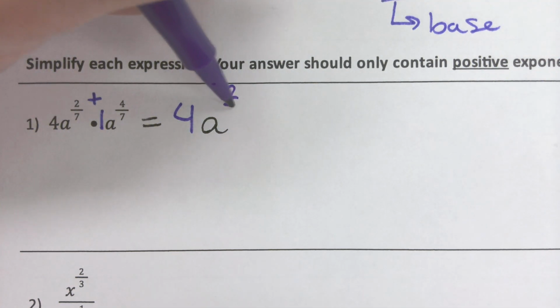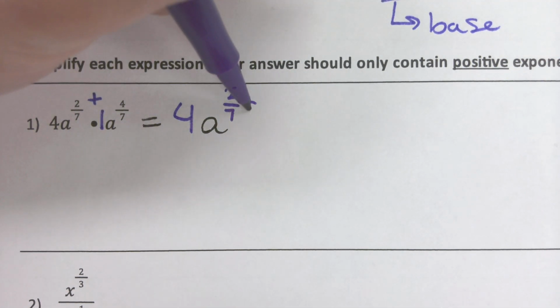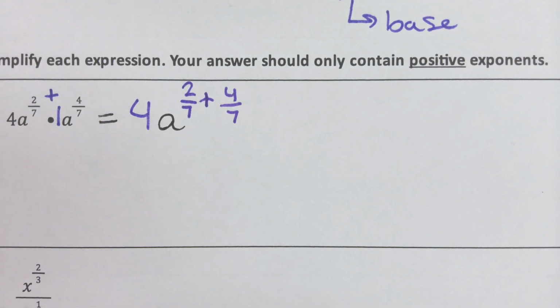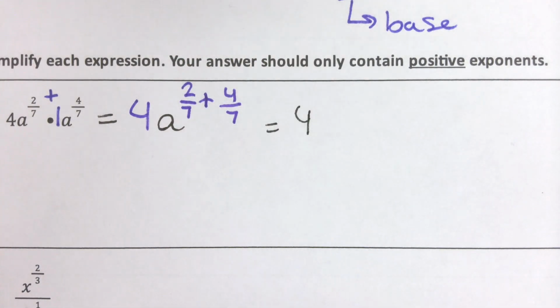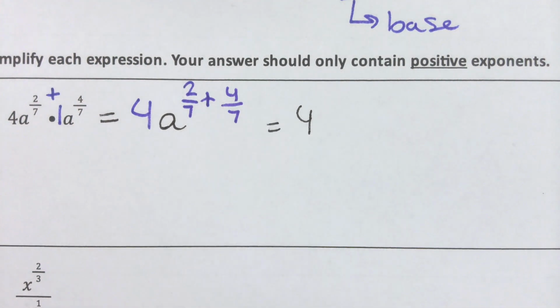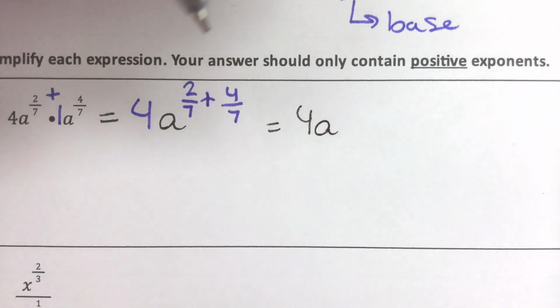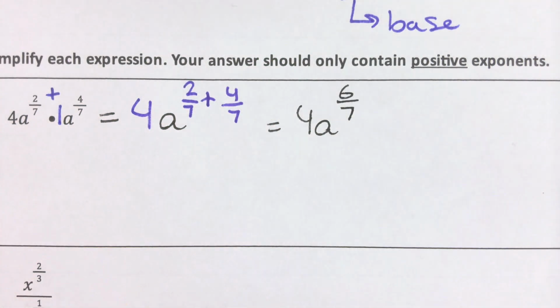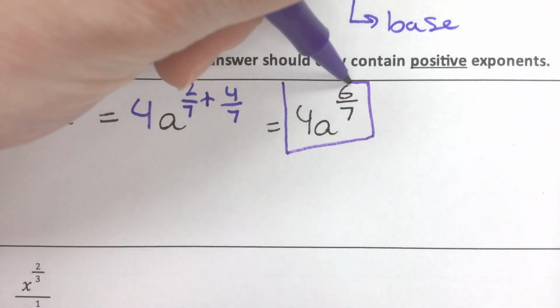So we have 2/7 plus 4/7. Since these fractions have the same denominator, this is considered a pretty easy fraction problem, so I'm not going to use the calculator, but if you would still feel the need to, you absolutely could. 4a to the, when you add, you just add across the top, 6/7. And that's it, that's our answer.